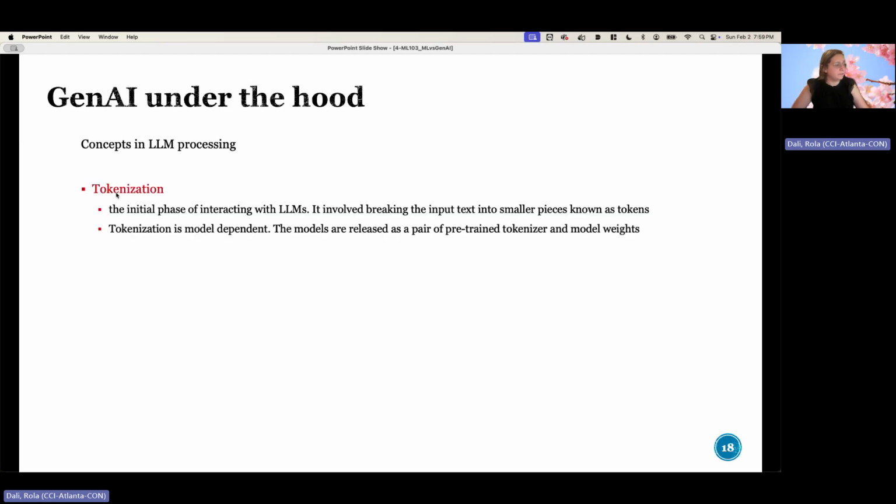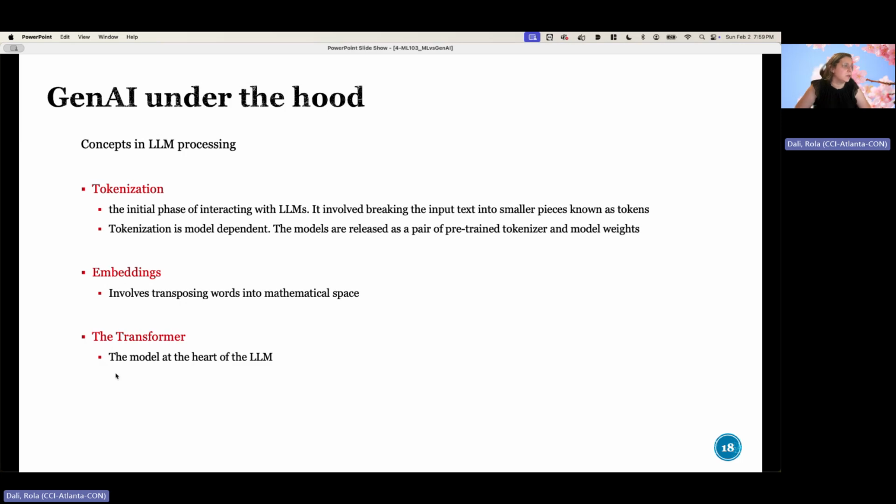Okay, GenAI under the hood, concepts that are important in LLM. So the tokenization. Tokenization is the initial phase of interacting with LLMs. What it involves is the breakdown of input text into smaller pieces known as tokens. And we'll talk a little bit more in detail about this. So tokenization is model dependent. Each model ships with its own pre-trained tokenizer and model weights. And embeddings involve transposing the words into mathematical space, and we'll talk a little bit more about this. And the transformer is the model at the heart of the LLM. Again, we're going to have slides to talk more deeply about these.